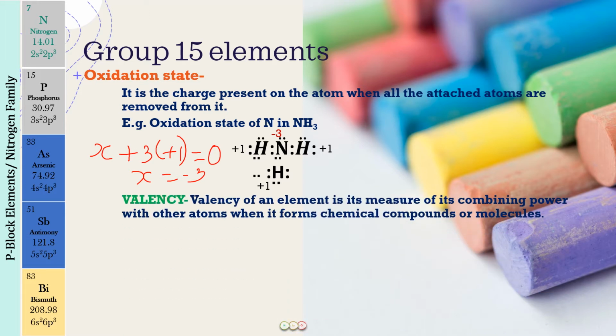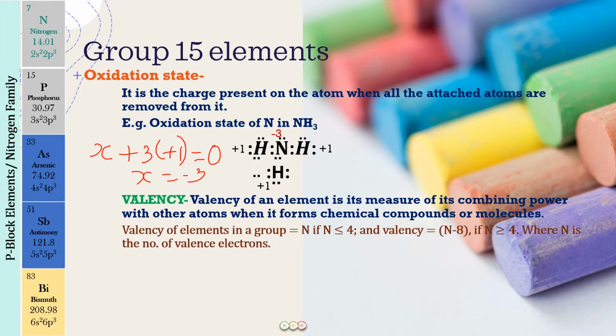Valency is what we define as the measure of the combining power with other atoms when it forms chemical compounds or molecules. So essentially you can see over here that the oxidation state is also representing the same thing. It is the combining capacity of nitrogen with the other atoms in a molecular compound. So how are they two different? What you have to remember is that when you calculate the valency, the valency of an element in a group is going to be equal to n.